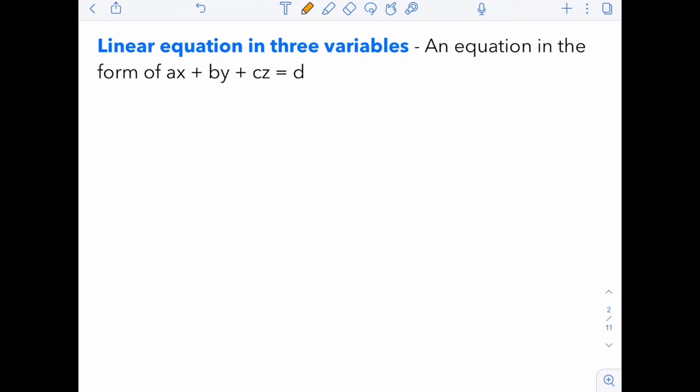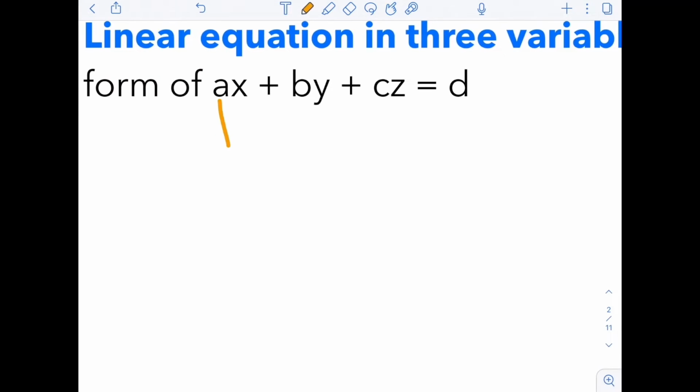So the first thing I wanted to mention is what a linear equation in three variables is. This is an equation in the form of ax plus by plus cz equals d, where a, b, and c all cannot equal 0. Because if one of them is 0, let's say c equals 0, then this cz term would cancel out. And it wouldn't be a linear equation in three variables because it would only have two variables without the z. So that is why a, b, and c are not 0.